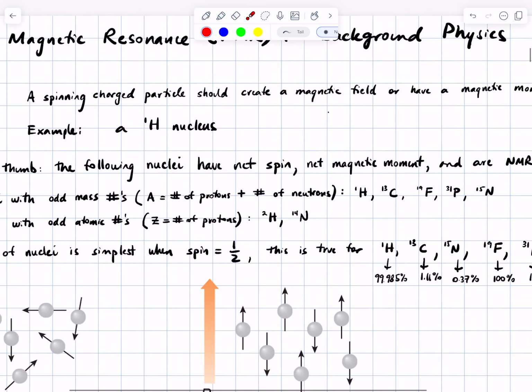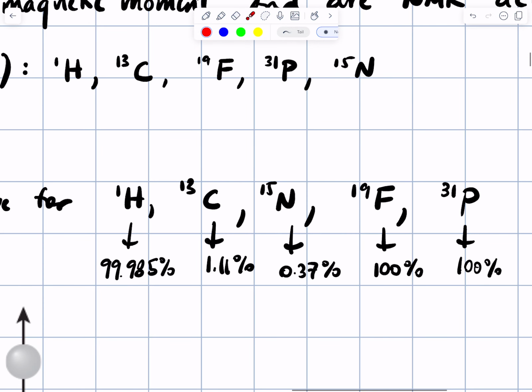And this includes a lot of things that we're interested in organic chemistry. So proton that has net 1/2 spin is almost 100% abundant. That means we'll be able to sense protons in all organic molecules. C13, only 1%. So our experiments with C13 are going to be less sensitive because there's fewer carbon atoms in a structure that are NMR active. N15 is another one that's interesting, but again, not very abundant. Fluorine and phosphorus, on the other hand, highly abundant, and we can do experiments on those too.